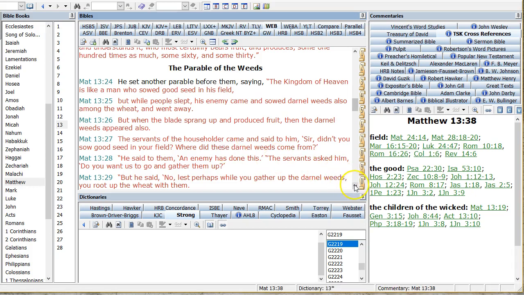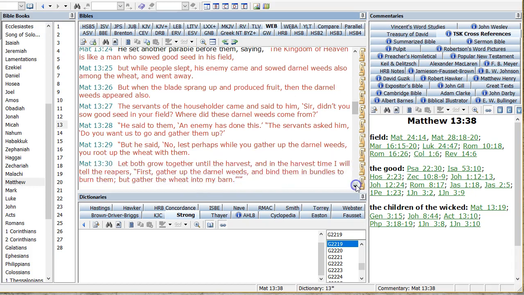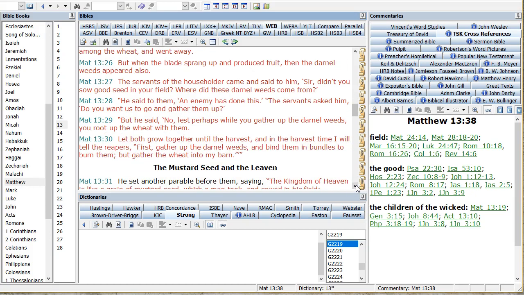So in Matthew 13:24, it reads, "He set another parable before them, saying, the kingdom of heaven is like a man who sowed good seed in his field. But while people slept, his enemy came and sowed darnel weeds also among the wheat and went away. But when the blade sprang up and produced fruit, then the darnel weeds appeared also. The servants of the householder came and said to him, 'Sir, didn't you sow good seed in your field? Where did these darnel weeds come from?'